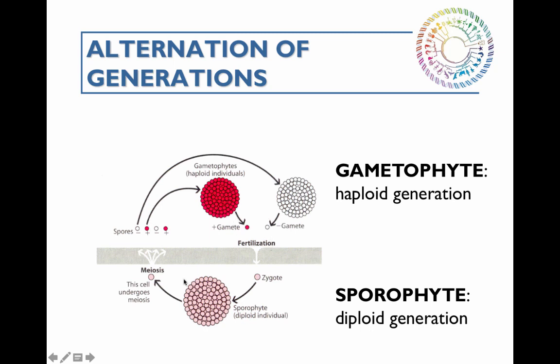The diploid multicellular phase down here is called the sporophyte because it's a spore-producing plant, and here this sporophyte is creating the spores by meiosis. So every single plant has alternation of generations. Every plant has a multicellular haploid individual called the gametophyte and a multicellular diploid individual called the sporophyte.